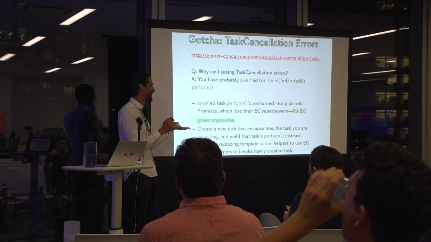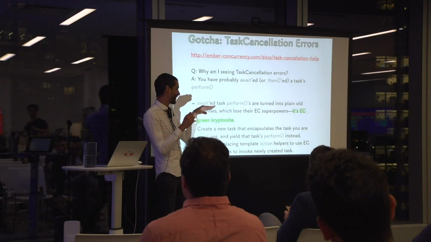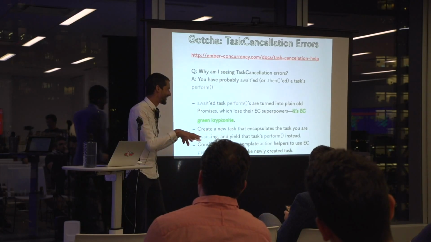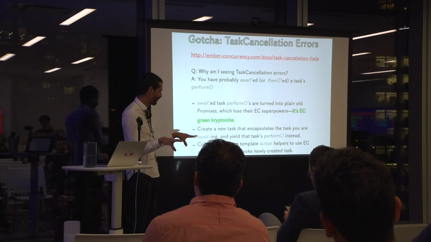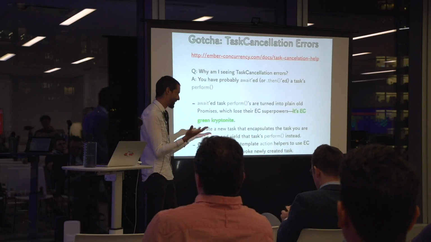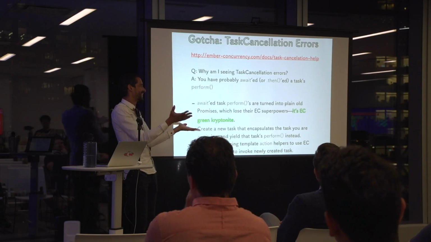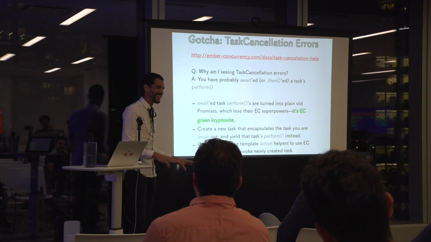So the thing is, don't await or .then your tasks. It's going to turn them into normal promises, and that is not at all helpful for you. I like to think of it as green kryptonite for Ember Concurrency. It takes all the power of it, just drains it. So just don't do it.